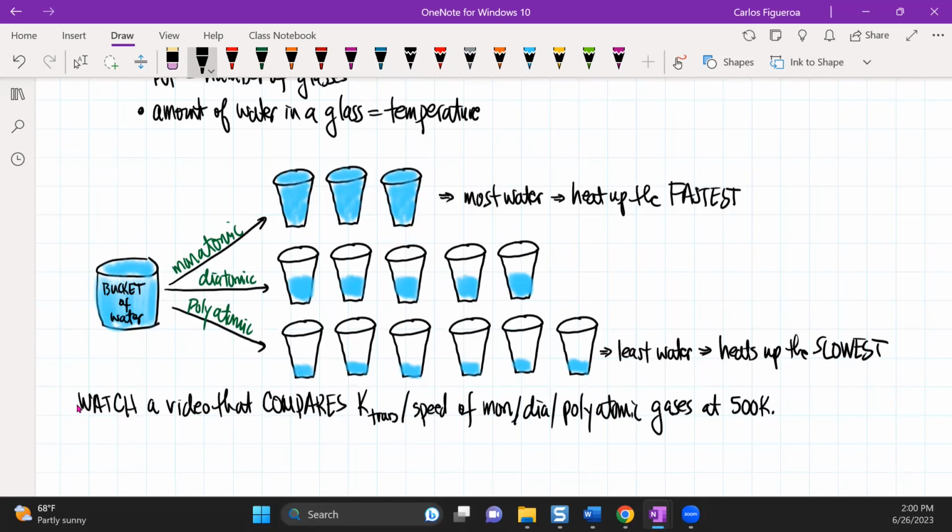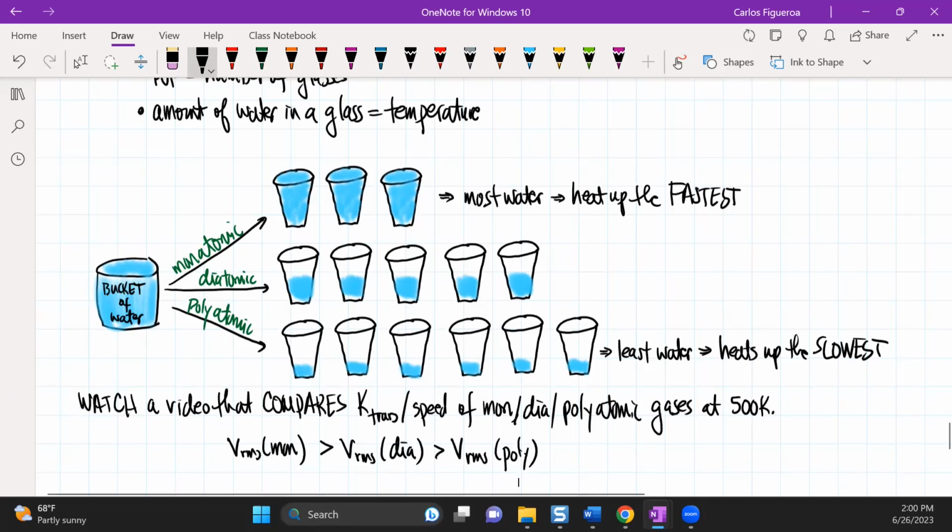So what we expect here is that the RMS speed of the monatomic, since it all gets translational energy, should be the fastest moving particles, followed by its RMS speed for diatomic, which should be greater than that of polyatomic. So let's watch the video.